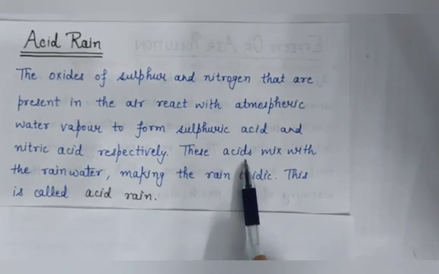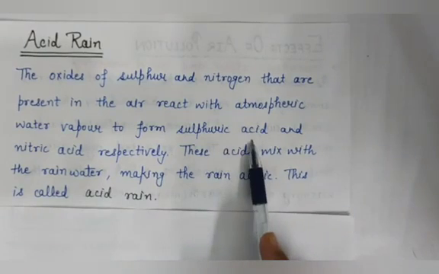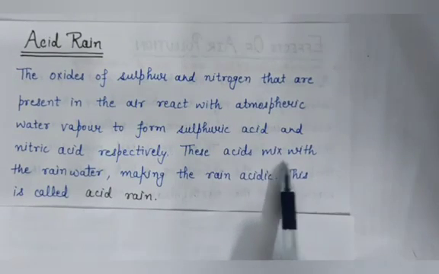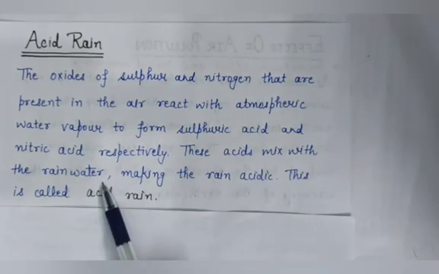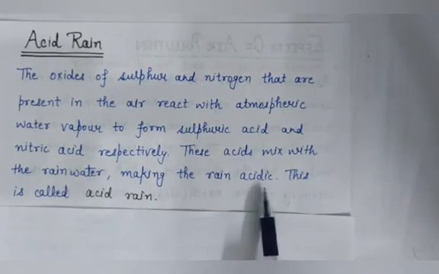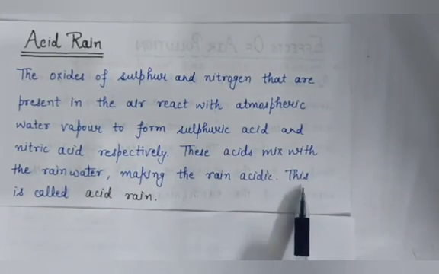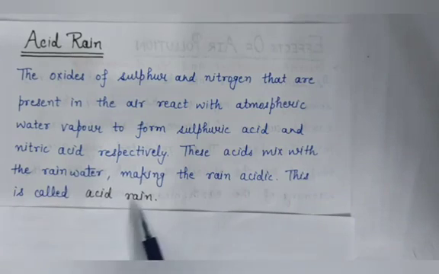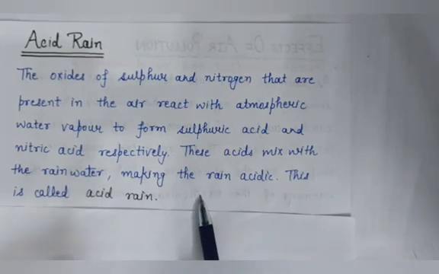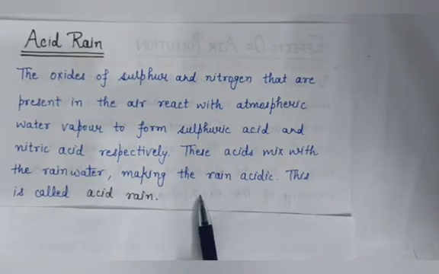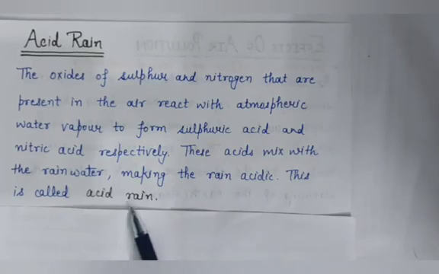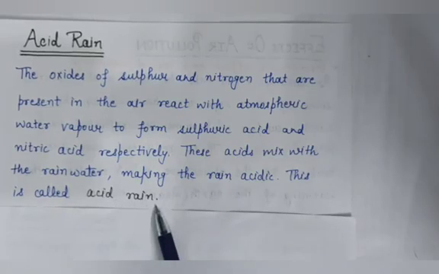And these acids, sulfuric acid and nitric acid, mix with the rainwater and make the rain acidic, and this is called acid rain. It means what? Basically, the rainwater that contains oxides of sulfur and nitrogen is called acid rain.